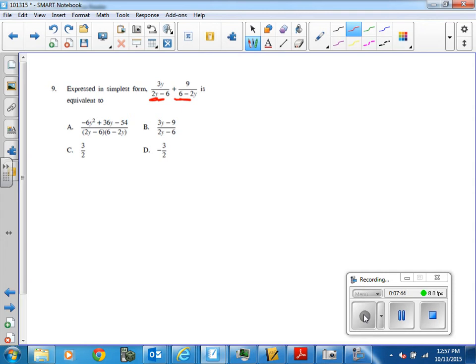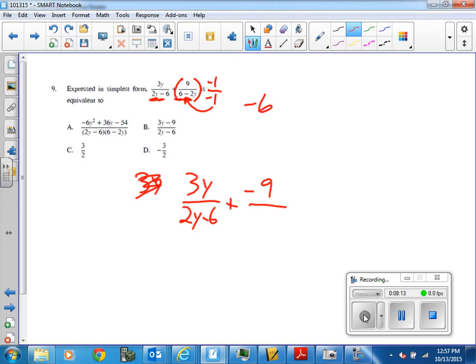If you look at this one on the right, what you can do is multiply this by negative 1 over negative 1, which remember is a form of 1, so you're not changing the value of the fraction. So I'm going to have 3y over 2y minus 6 plus negative 9 over, now when you multiply this negative 1 by this, we talked about how that just changes the sign of everything. So instead of a positive 6, it's going to be a negative 6. Instead of a negative 2y, it's going to be plus 2y.